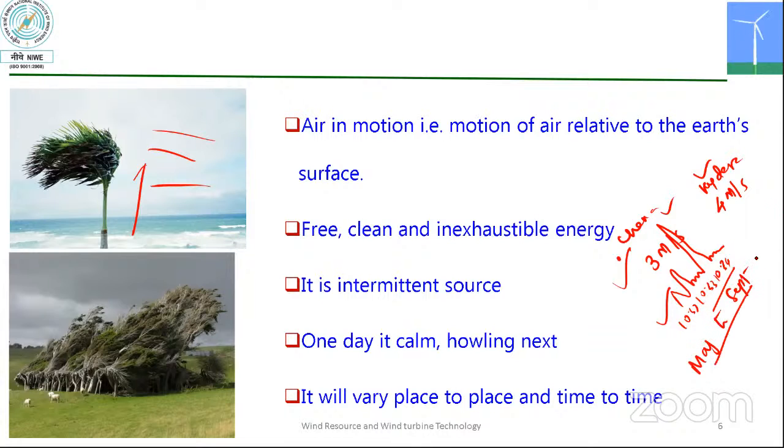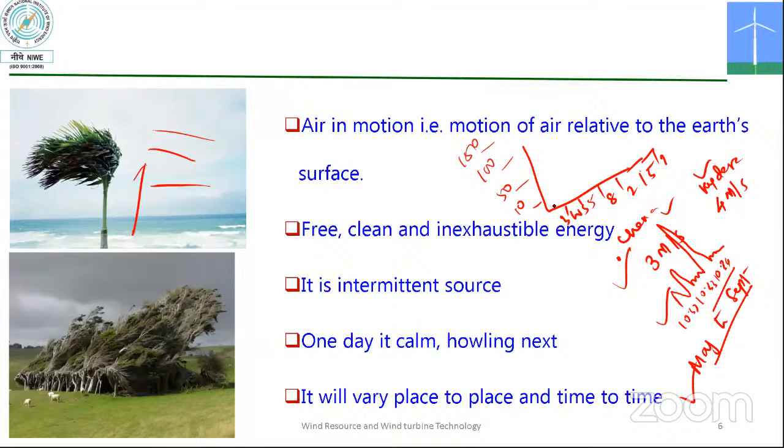So during the rainy season in Tamil Nadu, it starts from May and ends in September. So wind will vary from place to place, time to time, season to season, and also from height to height. See here, this is the wind speed: 3 meters per second, 5, 8, 12, 15, and 20. You can see the wind speed at different heights. This is 10 meter height, this is 50 meter height, this is 100 meter height, this is 150 meter height.